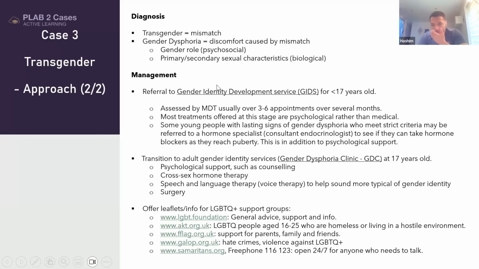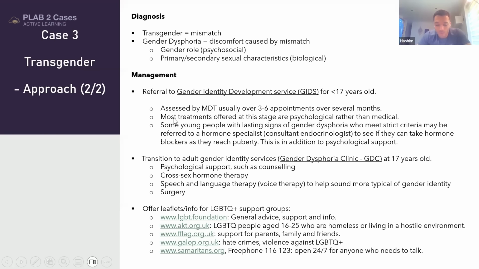The Gender Identity Development Service is a big multidisciplinary team, involving various different psychologists, psychiatrists, psychotherapists, and occupational therapists, so loads of different counsellors and things. But it is primarily psychology based, and so they'll make an assessment, and obviously not to forget the gender dysphoria specialist as well. They'll all make an assessment over several months, over many different appointments, and then they will make a decision as to how to go forward.